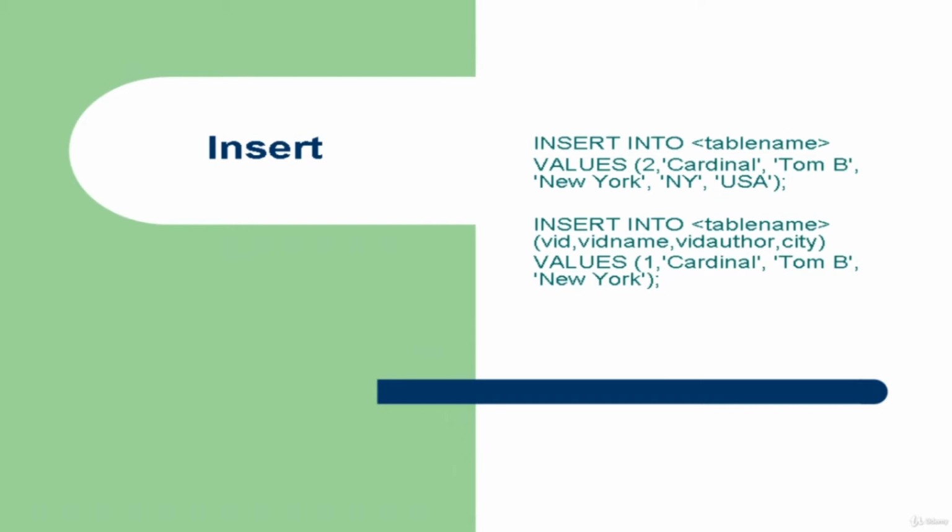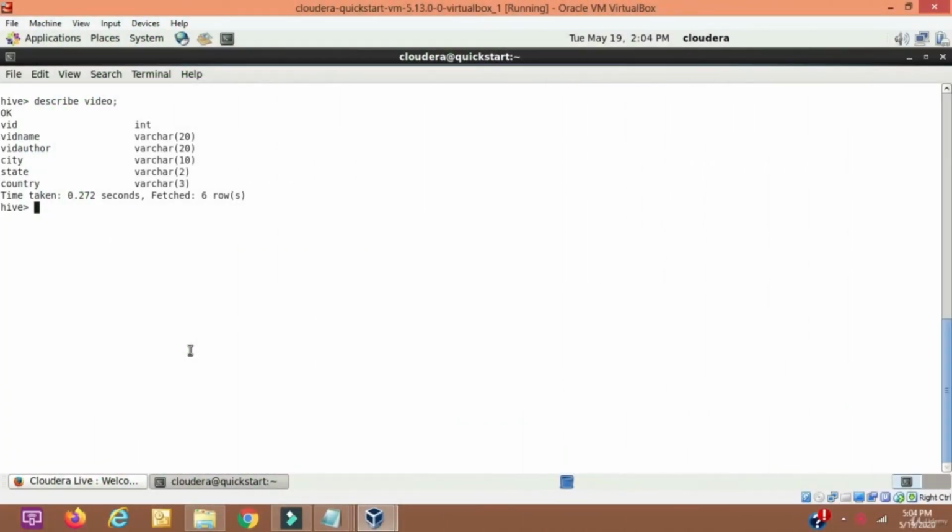Let us see how to use insert statement in Hive. Let us insert data in this table video. Describe video will show you all the columns in the table. Now as you already know, we need to insert data into this table. There is no data yet. What we did is, using DDL, we defined the format of the table. Let us add some data.